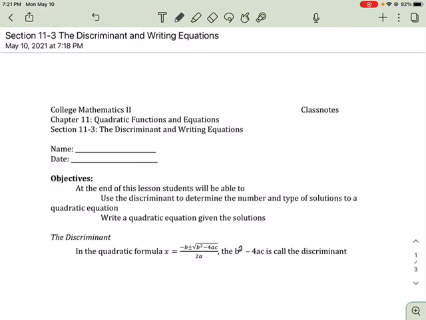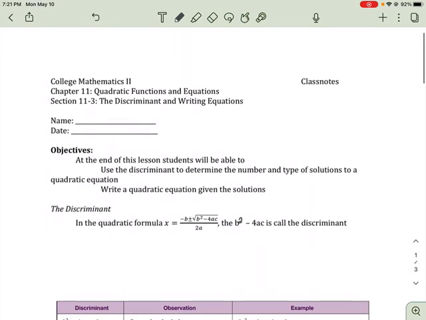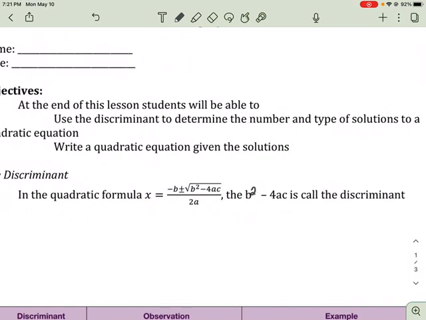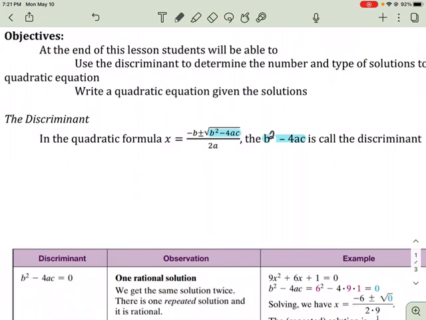The discriminant is in the quadratic formula, x equals negative b plus or minus the square root of b squared minus 4ac, all over 2a. That b squared minus 4ac part, the part underneath the radical, is called the discriminant. So it determines the type of solution.